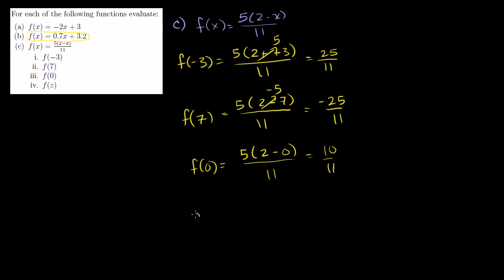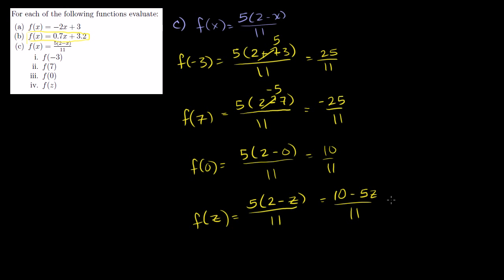One more. F of z. Well, every time we saw an x, we're going to replace it with a z. It's equal to 5 times 2 minus z over 11. And that's our answer. I mean, we could distribute the 5. We could say this is the same thing as 10 minus 5z over 11.